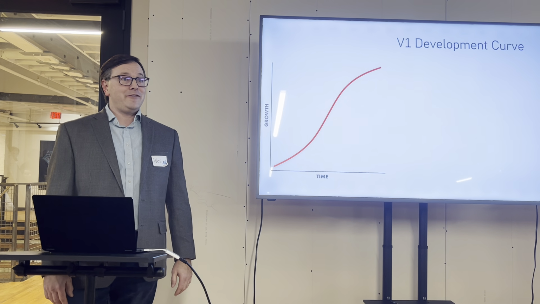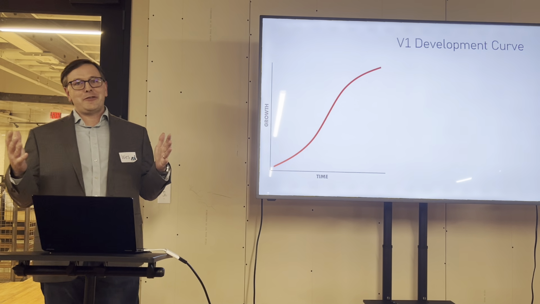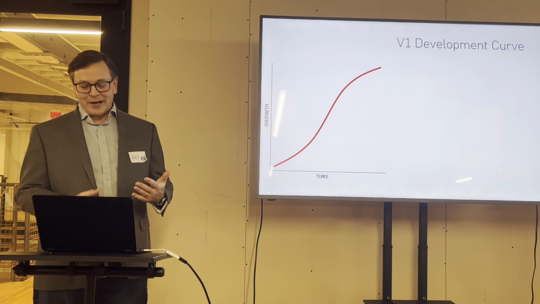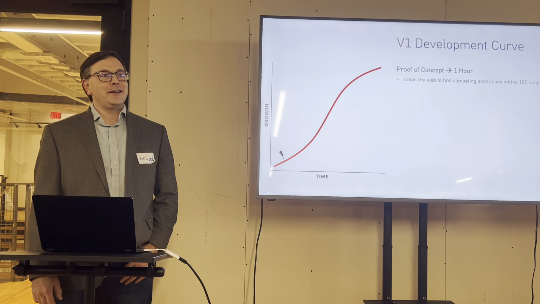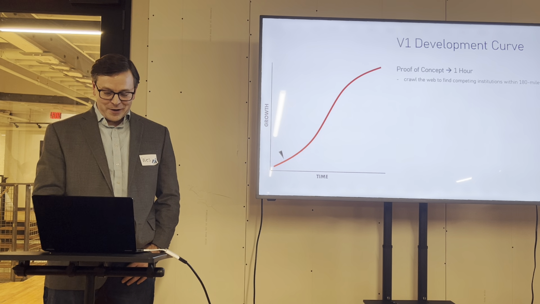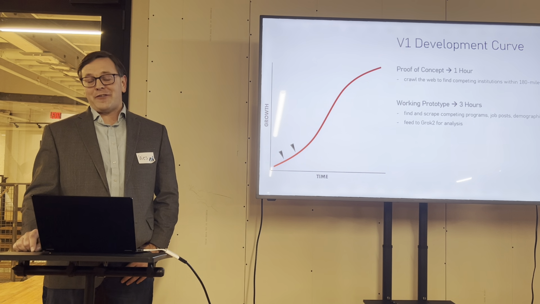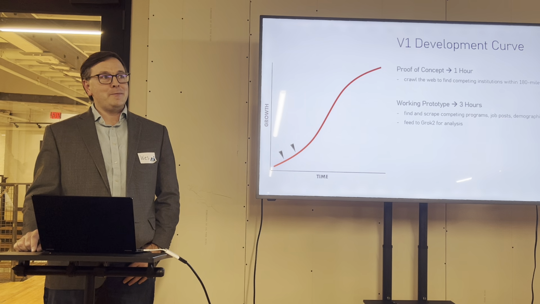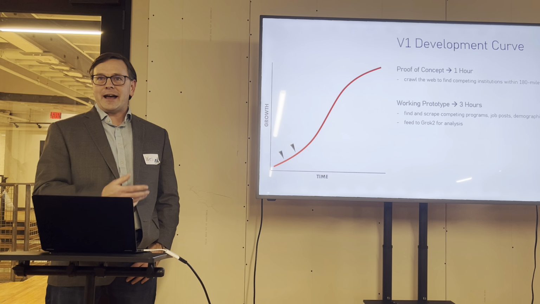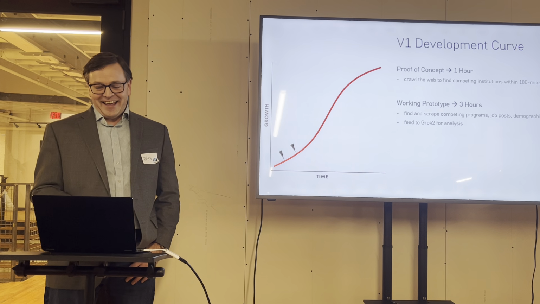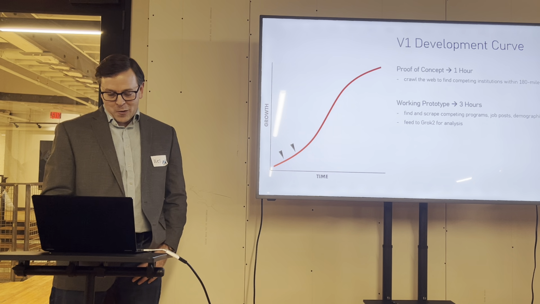Now, the version 1 development curve blew my mind. I thought it would take me 3 months when I sat down to get my bearings. In 1 hour, I had functional code that was crawling the web, finding competing institutions in a user-defined radius. In 3 hours, I was finding and scraping competing program websites, job posts, and demographic data, and feeding it to the Grok 2 AI engine. I had never used it before, to get analysis and returning a report.